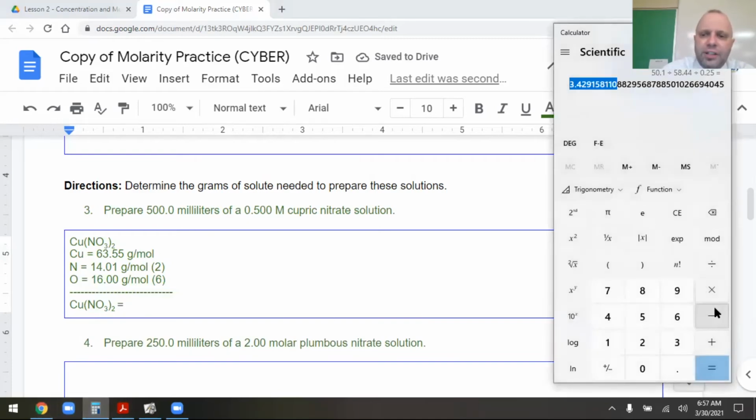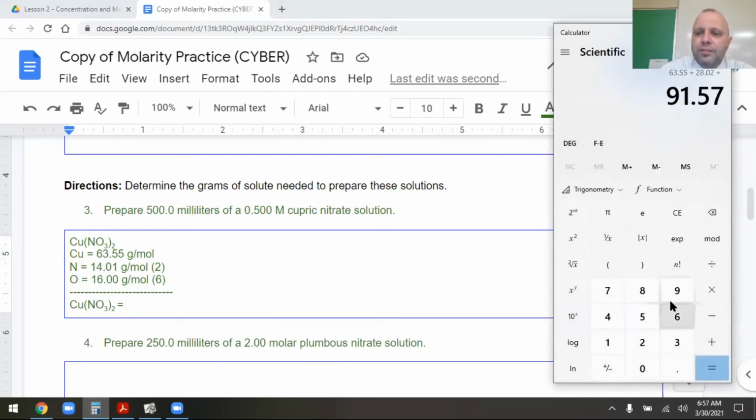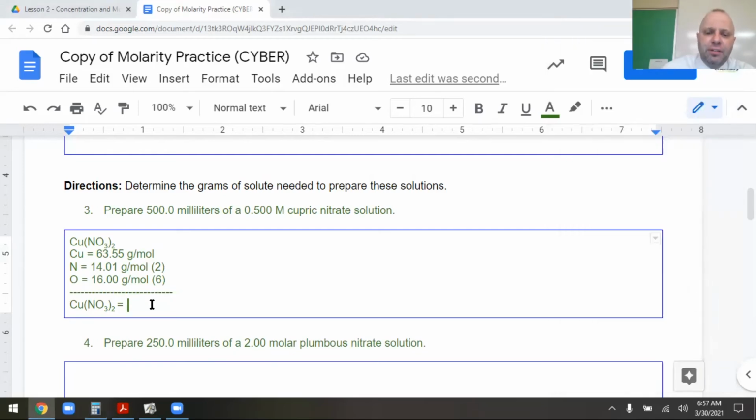Bring up our calculator here. So we have 63.55, that's for copper, plus 28.02, that's for 2 nitrogens, plus 96, that's for my 6 oxygens. So I wind up with a molar mass of 187.57.